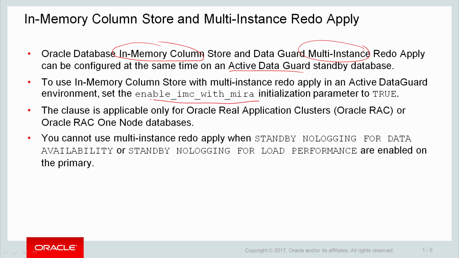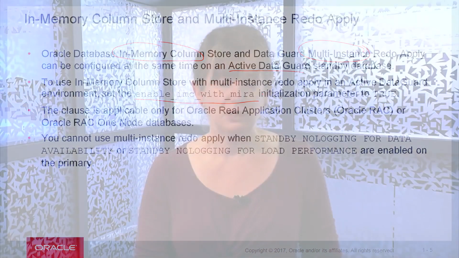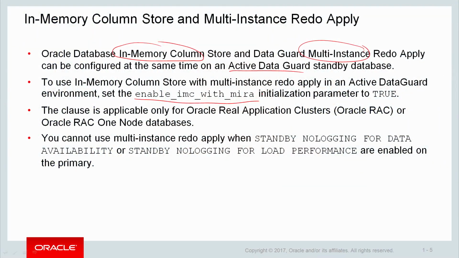So to use In-Memory column store with multi-instance redo apply in the Active Data Guard environment, there is a new initialization parameter, enable in-memory column store with multi-instance redo apply, and you need to set that to true. The clause is only applicable for Real Application Cluster databases or RAC One Node databases. These are the only ones where you can do multi-instance redo apply.